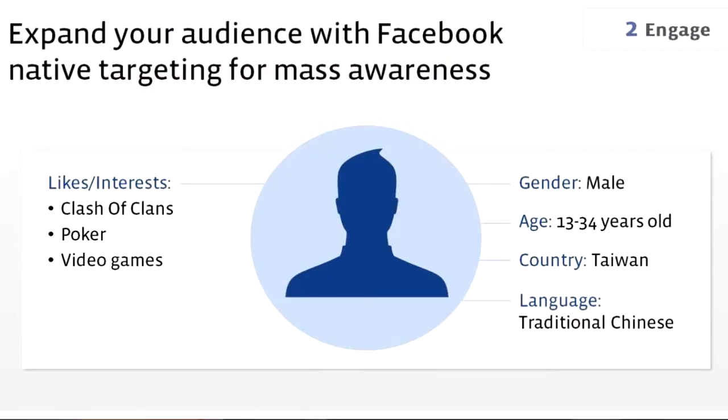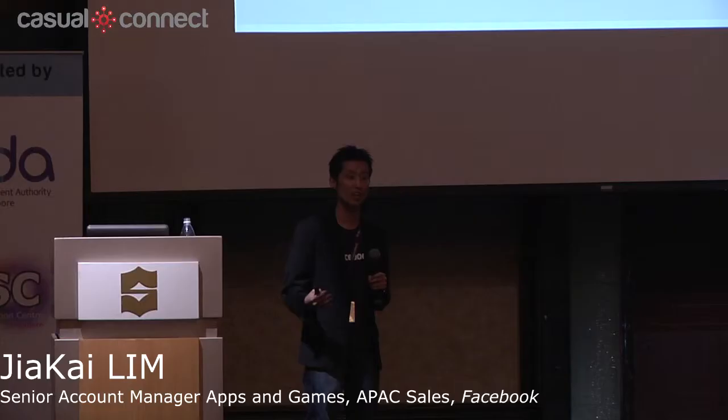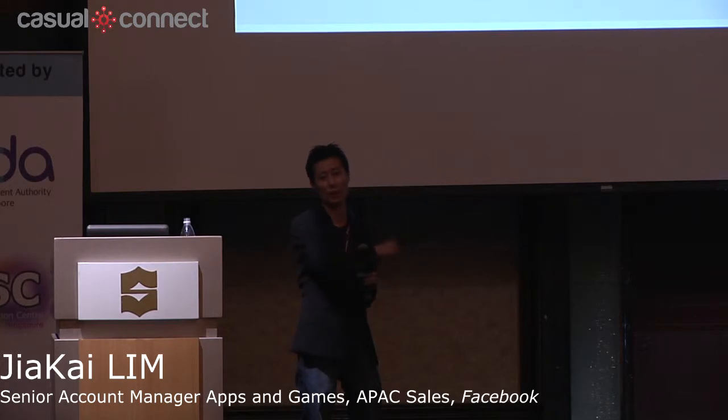Now, if we look at a broader reach, you can use precise interest targeting. For example, people who like Clash of Clans, video games, or even poker. So a precise interest is really about Facebook users' profile. Now, if I give you an example, within Asia, there are a lot of Oriental theme games. So you want to target users probably who are male, 13 to 34 years old, live in Taiwan, and who speak traditional Chinese. So you can actually layer all this targeting on top of the audiences that I talked about earlier.